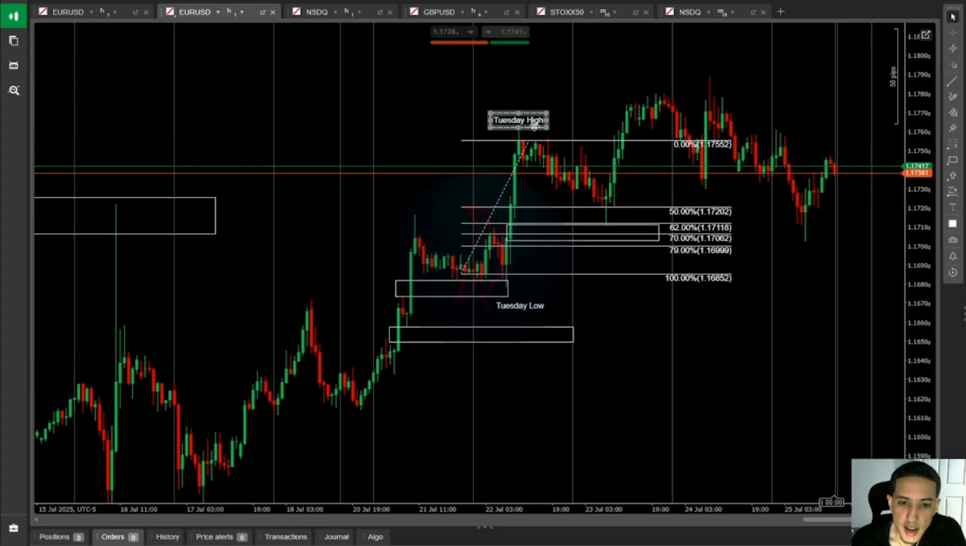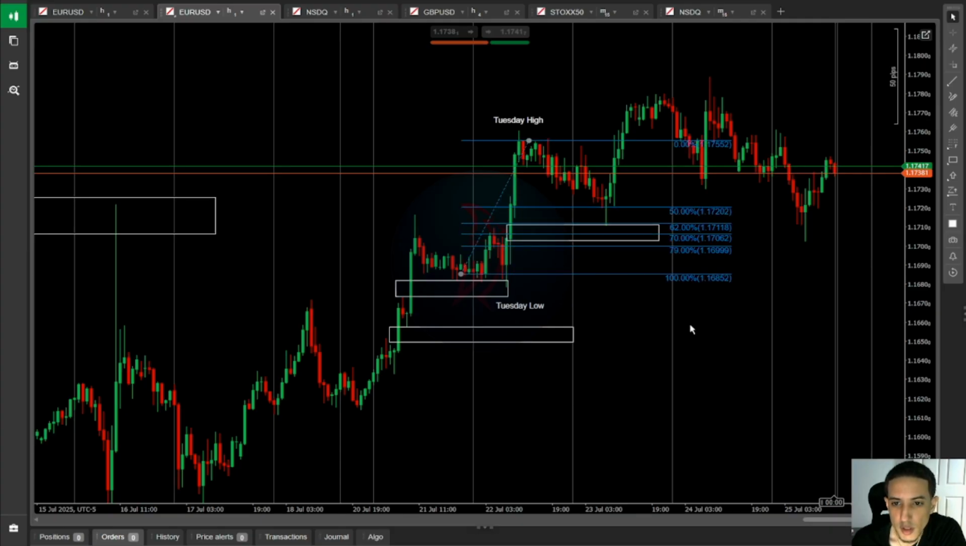So I got Tuesday high labeled up here, and I got the low also labeled. And I'm just gonna draw the fib out. I'm gonna put some color to it so it's just better for visibility. We'll just go with blue. Alright, so I think that's a bit better.